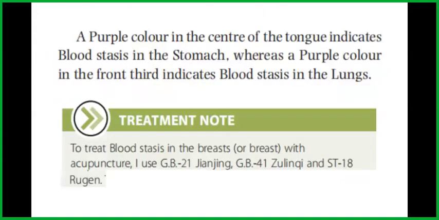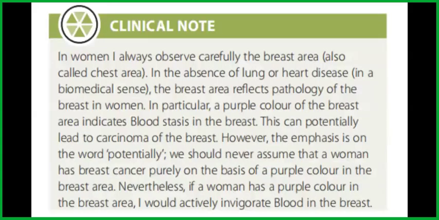A purple color in the center of the tongue indicates blood stasis in the stomach, whereas a purple color in the front third indicates blood stasis in the lungs. Here's a treatment note: to treat blood stasis in the breast with acupuncture, one should use GB21, GB41, and stomach 18. In women, we should observe carefully the breast area, also called the chest area.